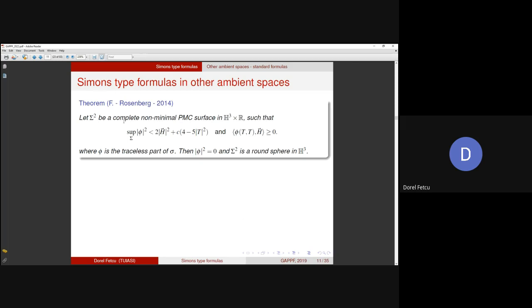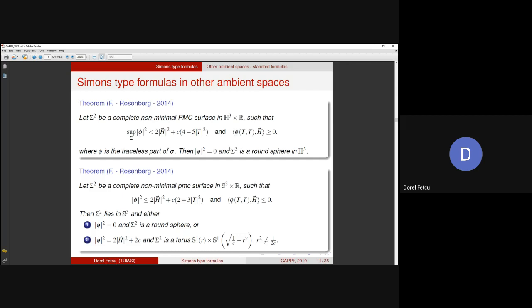If sigma is a complete non-minimal PMC surface in H3 cross R, satisfying two conditions quite similar to those imposed by Batista in the case of CMC surfaces in H2 cross R and S2 cross R, then either the traceless part of the second fundamental form has to be equal to 0, or our surface is a round sphere in H3.